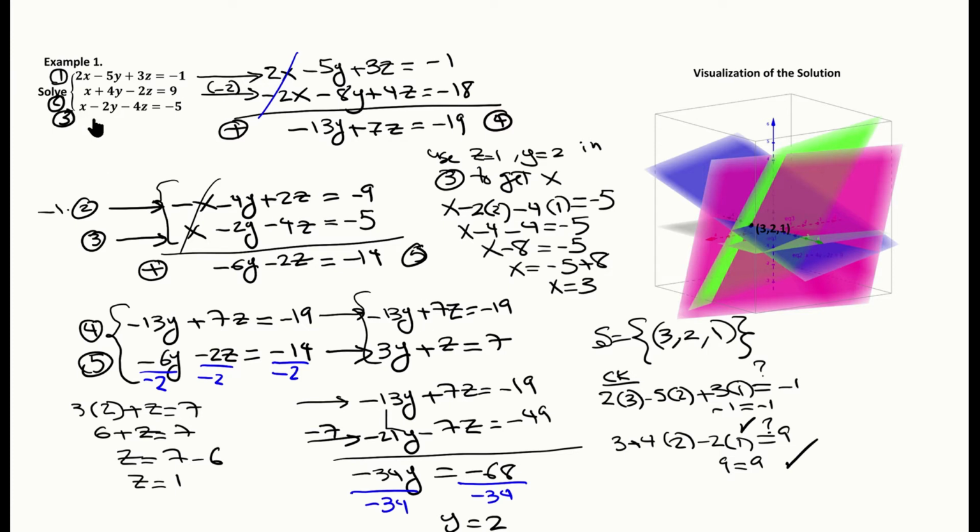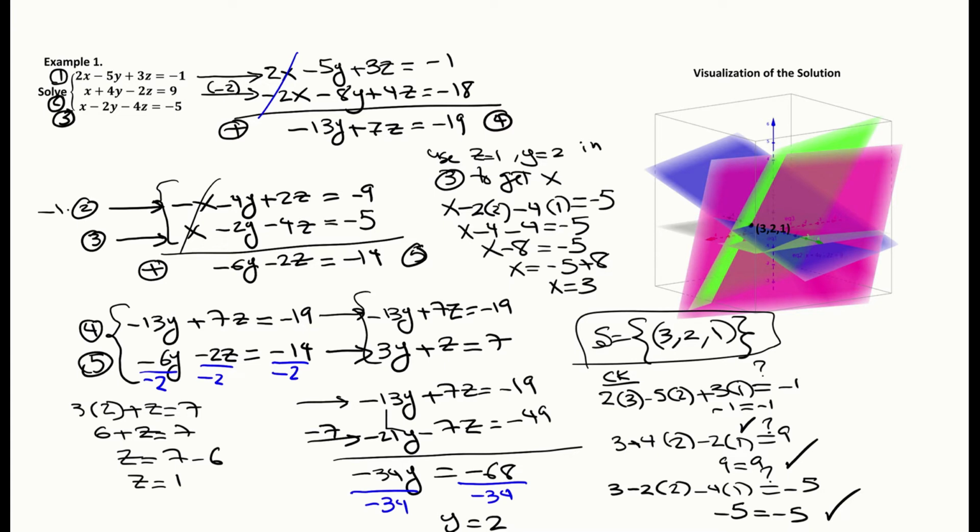And the last one, we're going to do the same substitution. So we get 3 minus 2 times 2 minus 4 times 1, and we're trying to verify that that's equal to -5. On the left side, of course, we have 3 minus 4, which is -1, minus 4, which is -5. So once again, we get -5 equals -5, and that checks out. So we can be certain about the solution that we found.